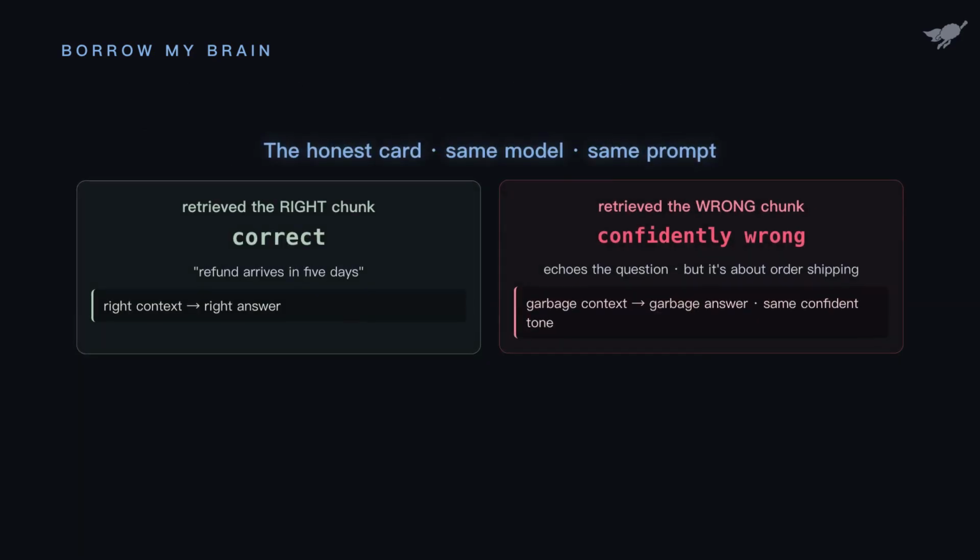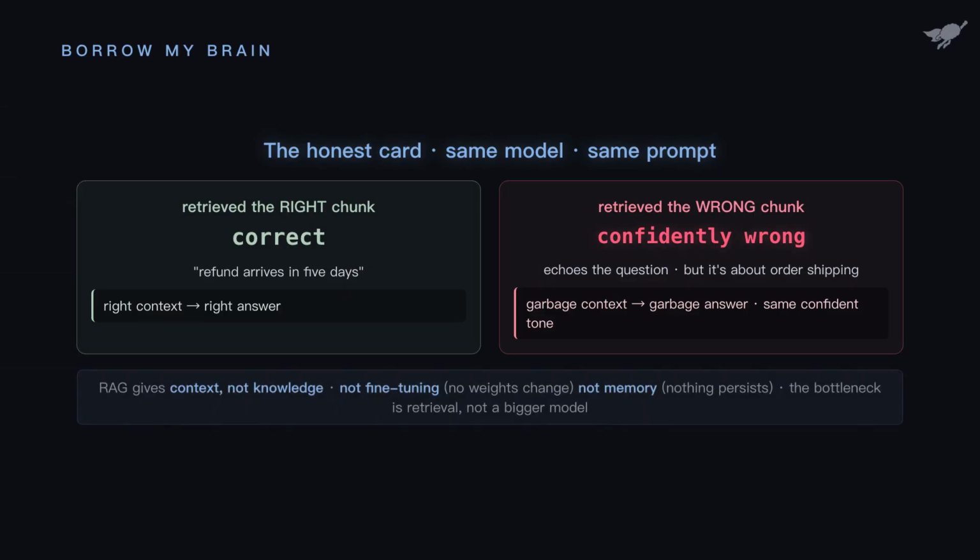Same question, same model, same prompt template. Give it the right chunk, and it answers correctly. Give it a wrong chunk that echoes the question but is actually about order shipping, and it blurts out orders, 2 days, just as confident. Watch closely. The model didn't change. What changed is the fact retrieval fed it. Garbage in, garbage out. And it comes out in that same rock-certain tone.